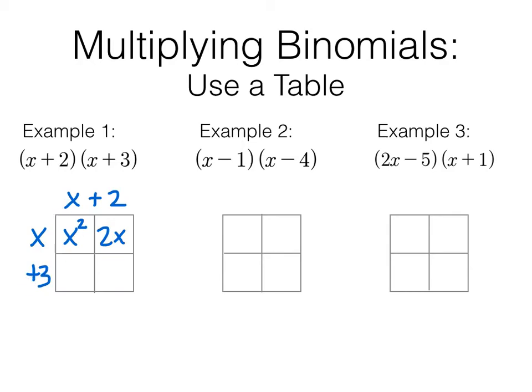X times a plus 3 is plus 3x. And this is positive. Let me put a plus in front of the 2x so I remember it's positive. And then 2 times 3, positive 6. And then as you had before, you still have to combine your like terms. 2x and 3x makes 5x. So x squared plus 5x plus 6.